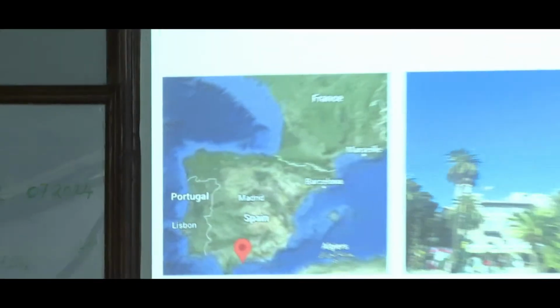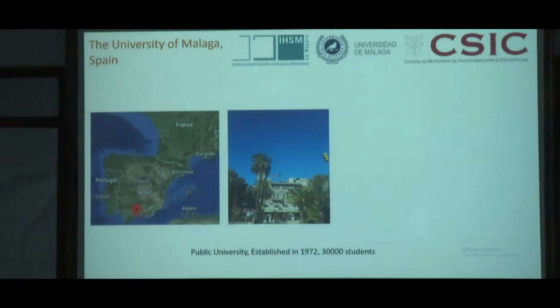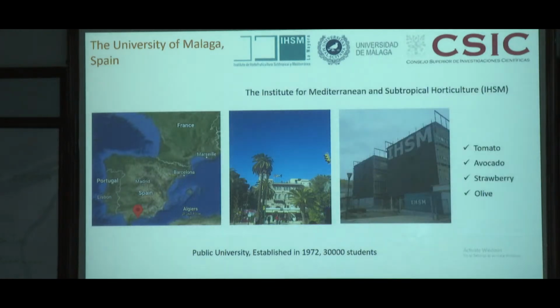This is the university's administrative building, which is at the heart of the city. This is a very old campus. It's a government university established in 1972, and the enrolled students are more than 30,000. They are establishing a new campus just far away from the city, in the outer ring of the city, and it has many schools.